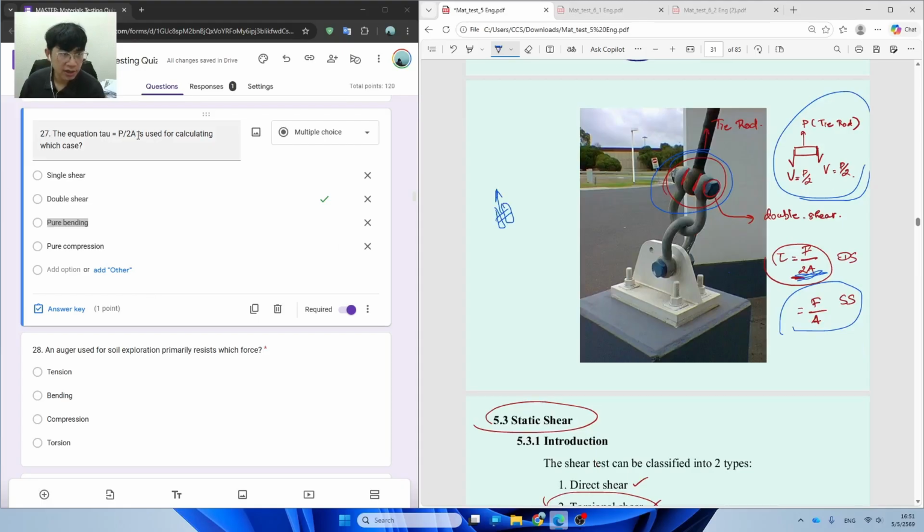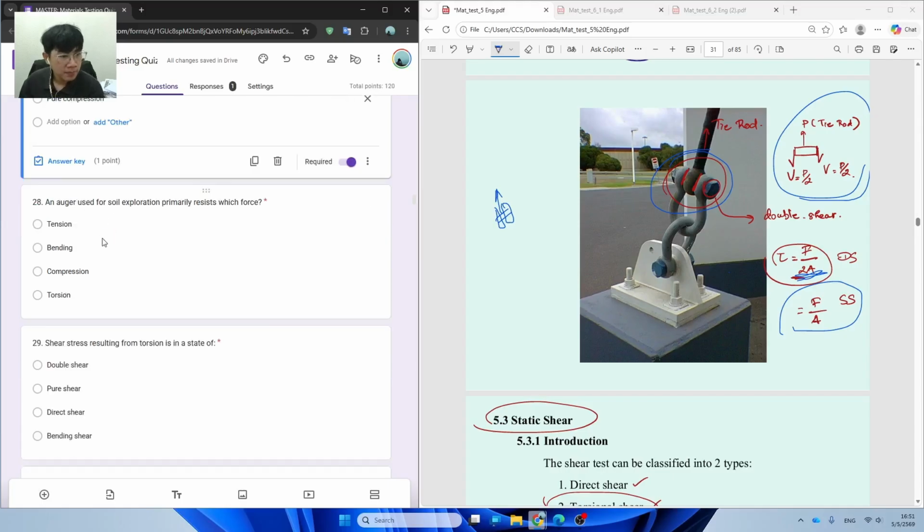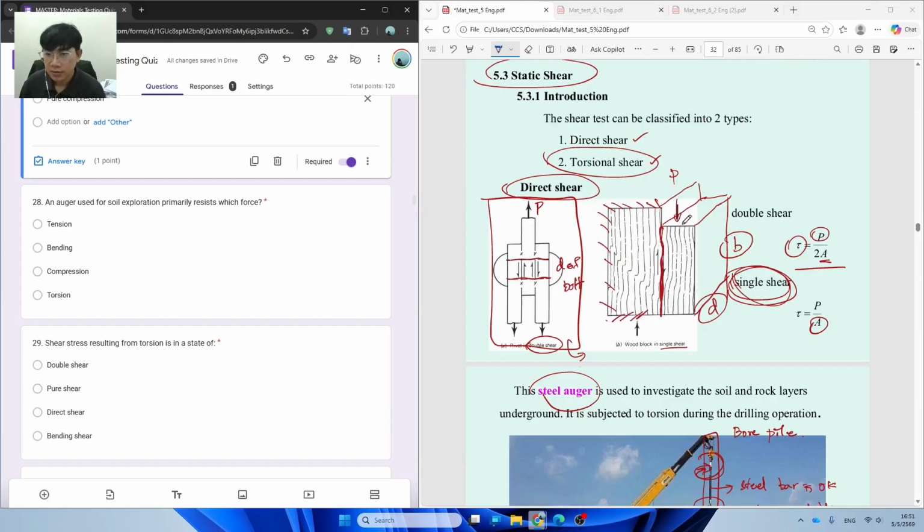So the equation over here is divided by 2 times the area, which means this one is the double shear. For the single shear, again, we test the timbers parallel to the grain, which has the equation of just force divided by area. But for the double shear, it's going to be force divided by 2 times the area, because there are 2 resistant surfaces over here. This one is area number 1, and on the right it's going to be area number 2.